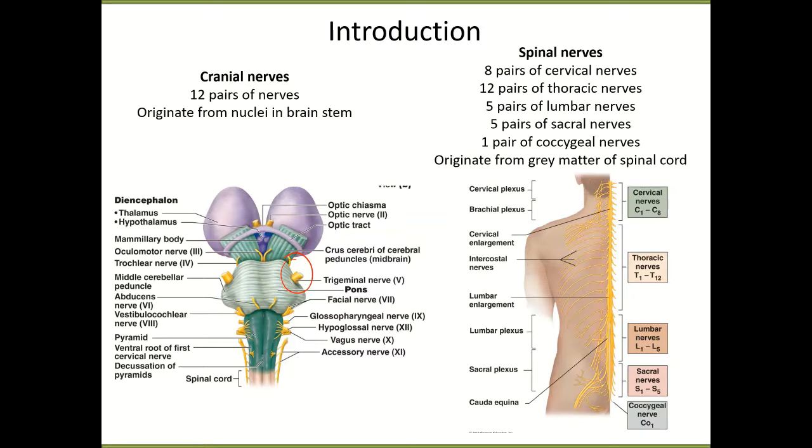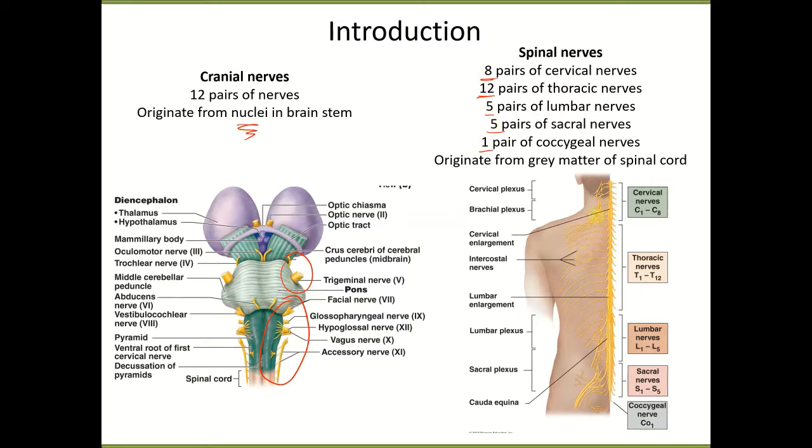And your cranial nerves originate from nuclei in the brainstem, from cell bodies, right? Because the nerves themselves are the axons. The cell bodies have to be sitting somewhere. Most of your cranial nerves do end up coming out of the medulla oblongata, though there are some coming out of the brainstem. If we look at the spinal nerves, here's our numbering again, 8, 12, 5, 5, and 1.